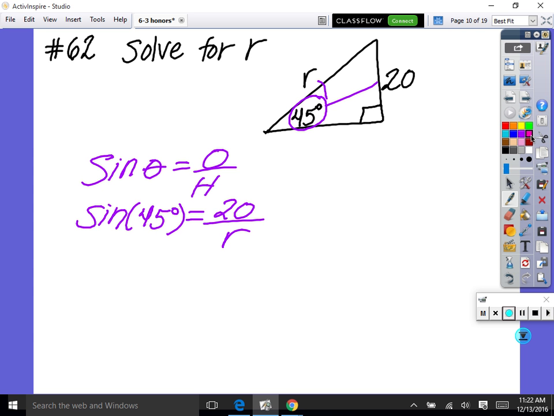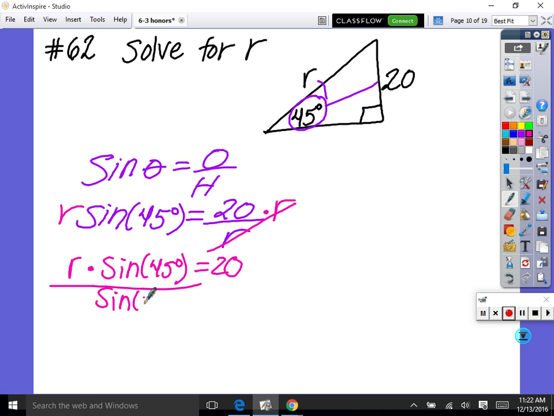Wait, when you say inverse to me, you mean reciprocal. Okay, sorry, there's a difference. So, no, sorry. Everybody, let's just do algebra to get R alone. Here we go. Ready? Multiply both sides by R. Okay, we're trying to get R alone. So right now we have R times the sine of 45 degrees equals 20. What's my next step to get R alone?